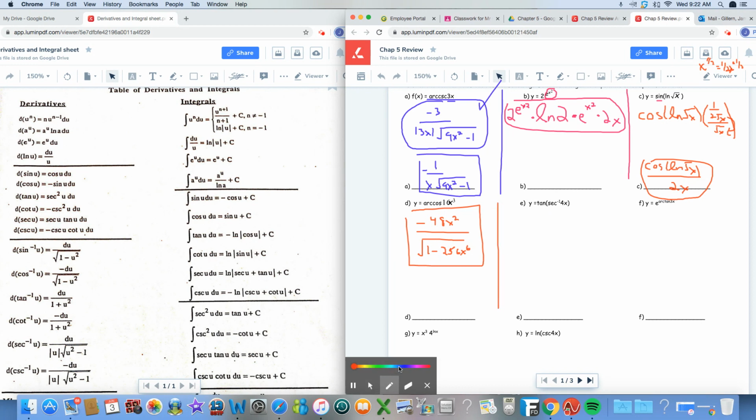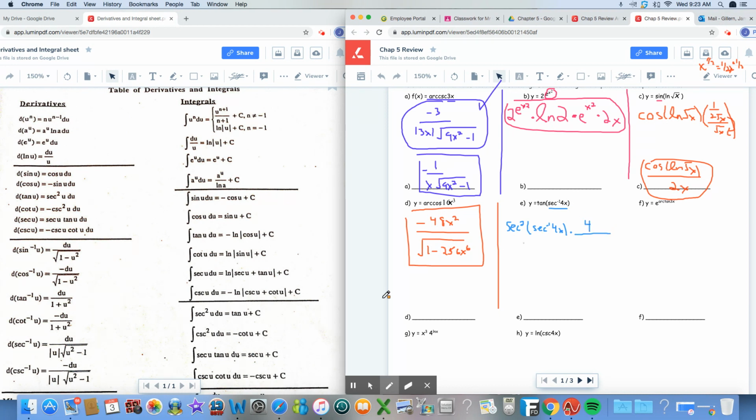Now for this one, we have tangent, then we have the inverse secant on the inside. So you first do tangent, which is secant squared. So it's secant squared. Take the derivative of the outside, keep the inside the same. Now I have to take the derivative of this. In order to do that, I look right here. It's du. The derivative is 4x.